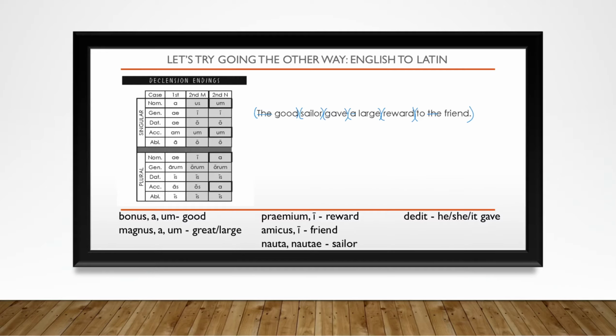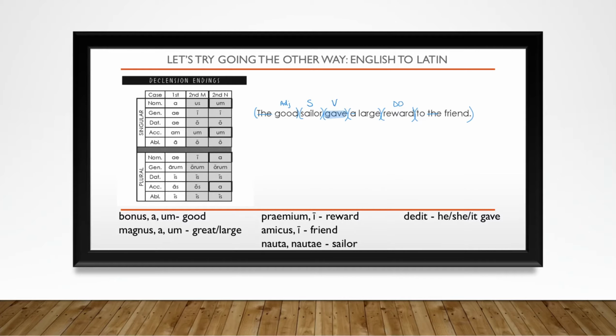Alright, now our next thing to do is to find the jobs. So we're just looking at this in English, finding the jobs, pretty easy. So first we find the action, which is gave, so that's our verb. Sailor is the one doing the action, subject, and notice good is modifying it, describing it. Our direct object, the sailor gave what? The sailor gave the reward, so that is our direct object.